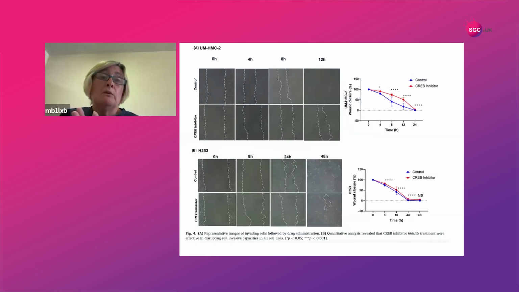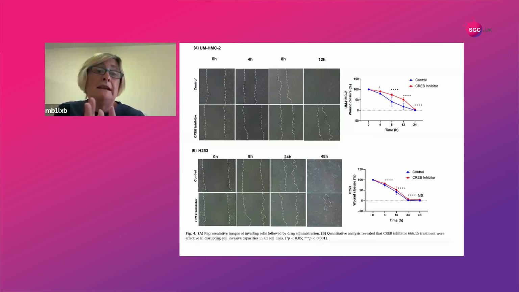Another measure of how easy it is for the cells to move, and a measure of whether cells will be mobile around someone's body, is to do a wound assay. So we essentially have a plate which is completely covered in cells, and then we make a scratch down the middle. And then we use time-lapse microscopy to watch the cells closing that gap. And obviously, if the inhibitor is there, we want it to take longer to close the gap than if the inhibitor is not present. And you can see over the different time periods that that has happened.